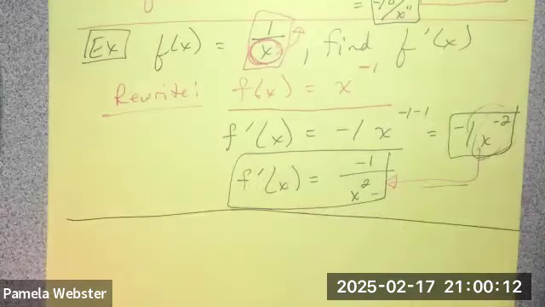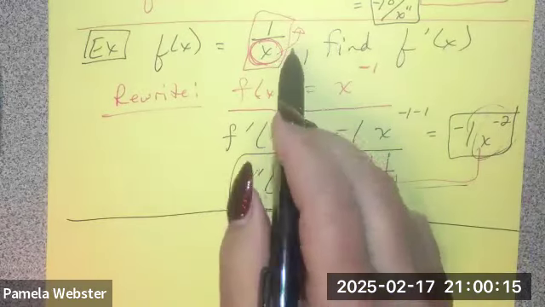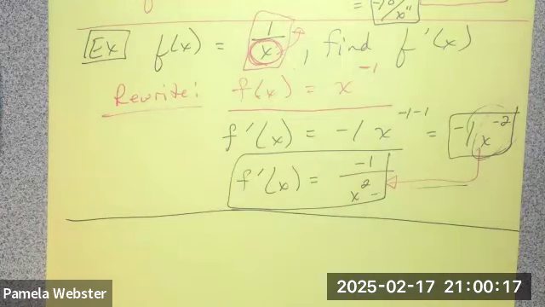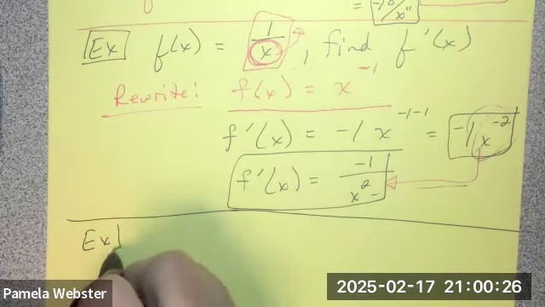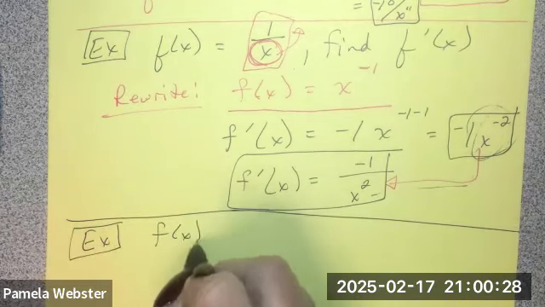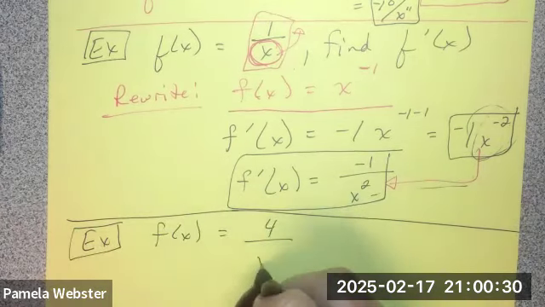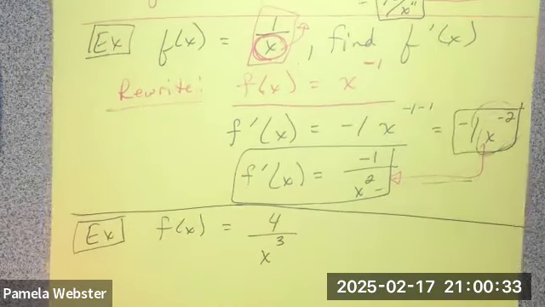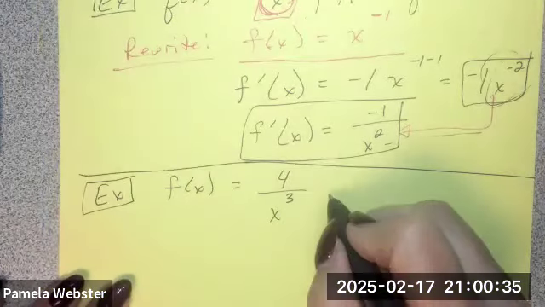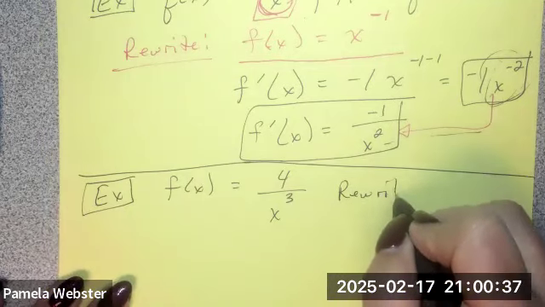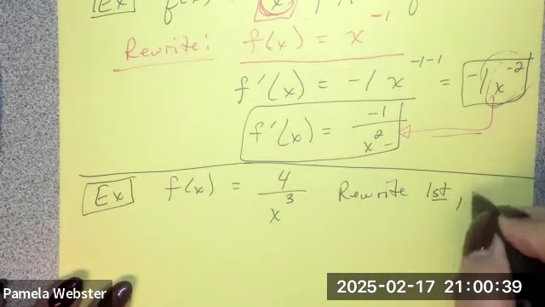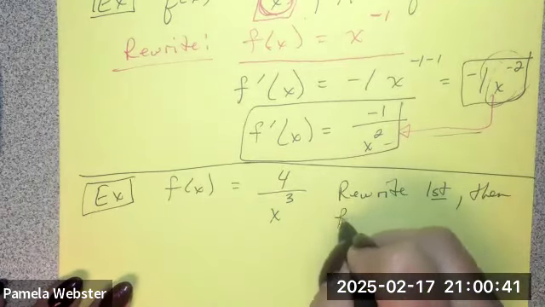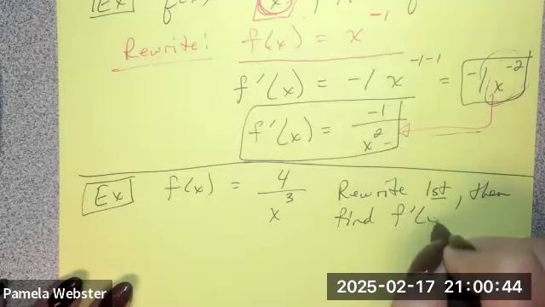And if we don't want to leave this as a fraction, we want to use this power rule shortcut, we absolutely can, because we're going to rearrange it. Okay, so do one real quickly. F of x equals 4 over x to the third. I want you to rewrite it first and then find f prime of x.